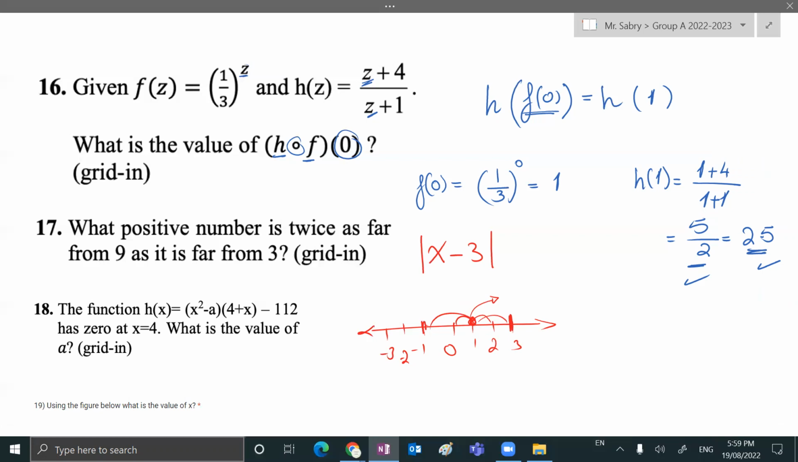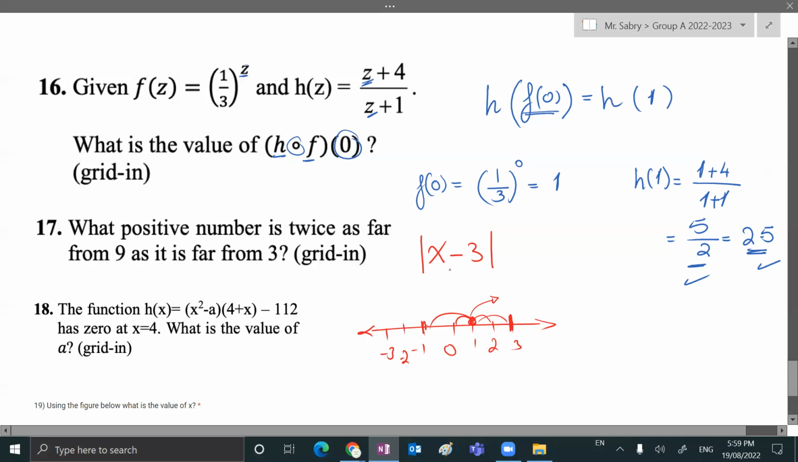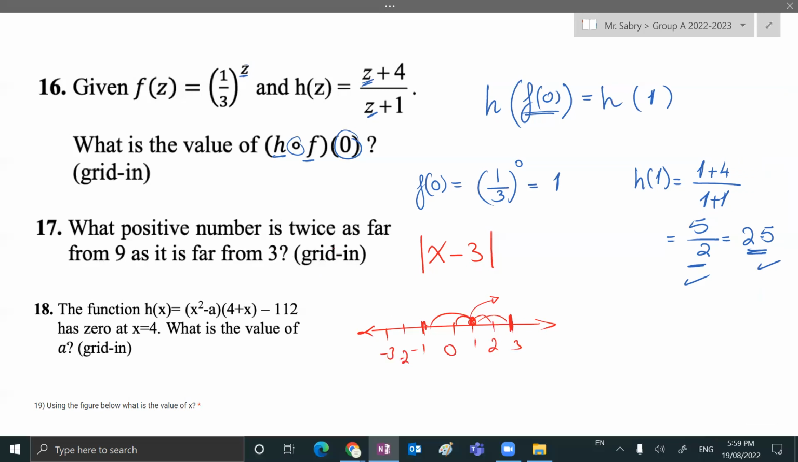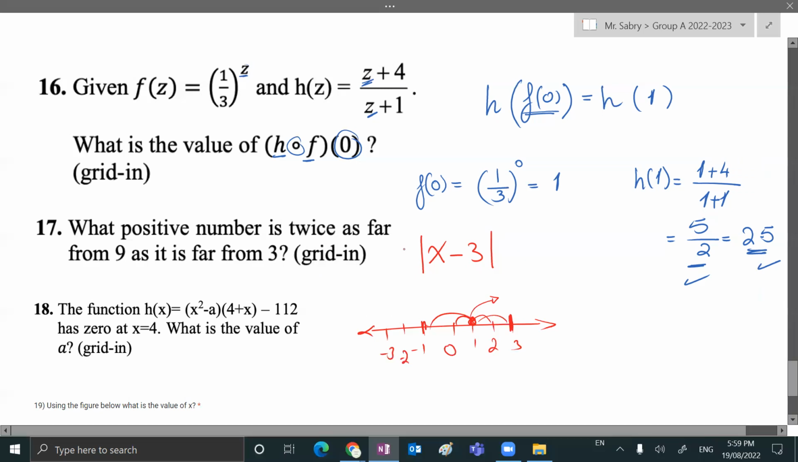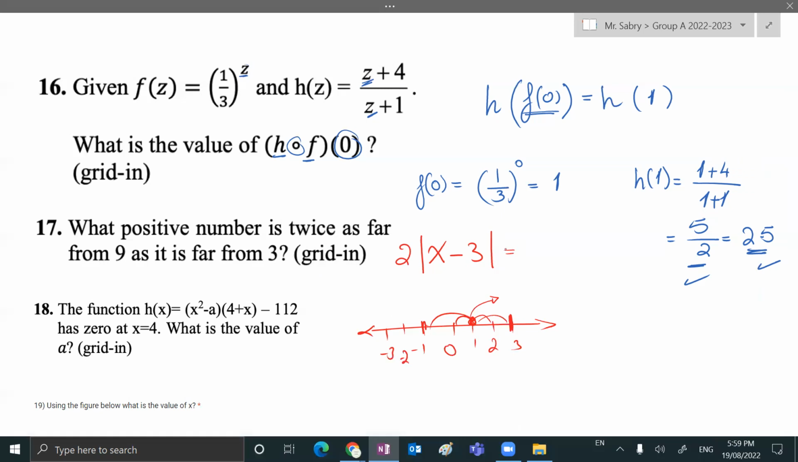That's the reason why we created the absolute value. The distance between how far a number is from 3, I actually subtract them and put them in an absolute. He's saying I need a number that's twice as far from 9 as it is far from 3. So I want twice the distance. Do you understand anything? I don't know how to explain it.